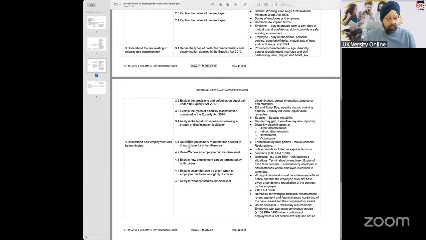In learning outcome 4, we are looking at understanding how employment can be terminated. So obviously, as a part of the contract, in order to go the full circle, what we'll also be looking at studying is, when you take on employees in different shapes or formats, for example, temporary employees, apprenticeships, self-employed, zero-hour contracts, or full-time employees, understanding how employment contracts are terminated, and what constitutes unfair dismissal.